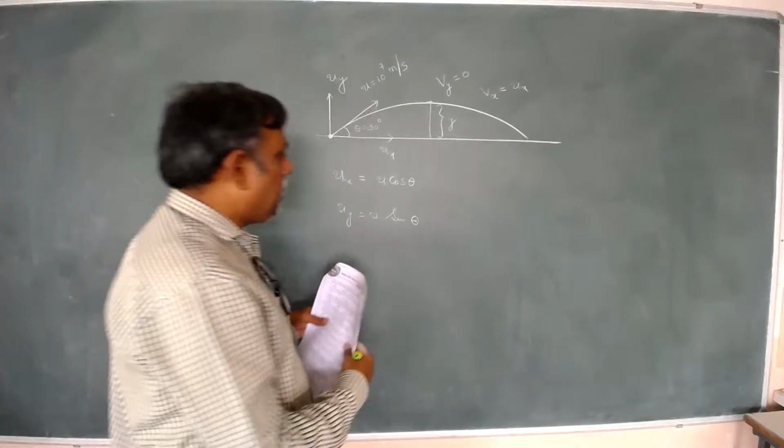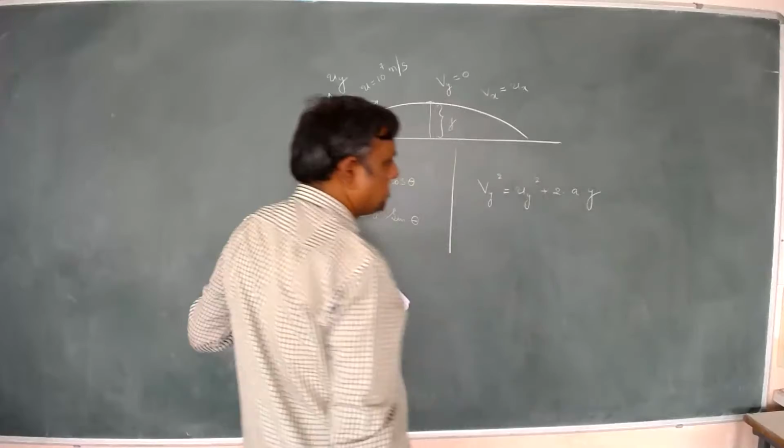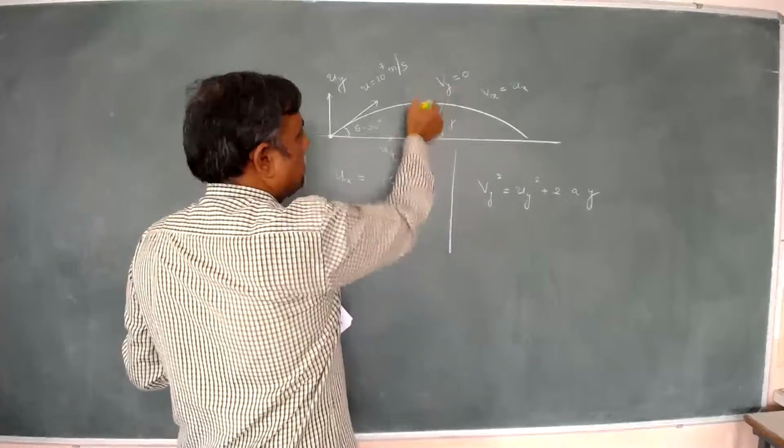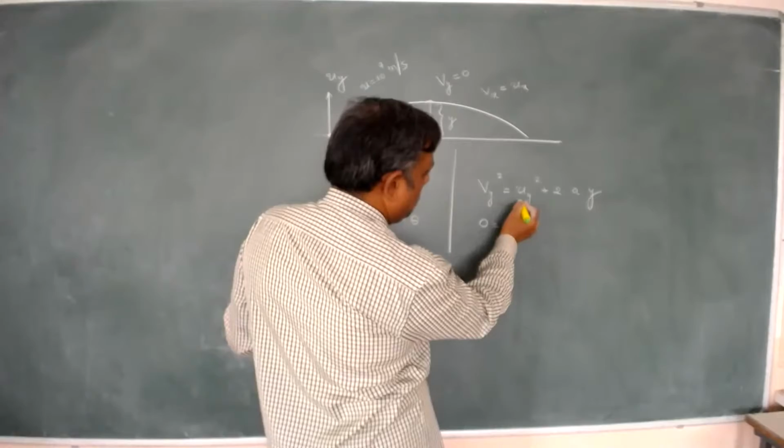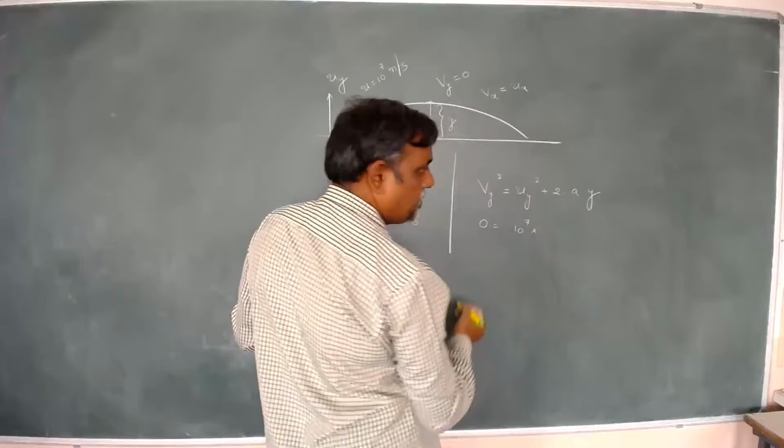From the third equation of motion, Vy square is equal to Uy square plus 2 into acceleration into y. So 0 is equal to Uy square, that is U sin theta whole square. U is 10 power 7, and sin 30 is 1 by 2.